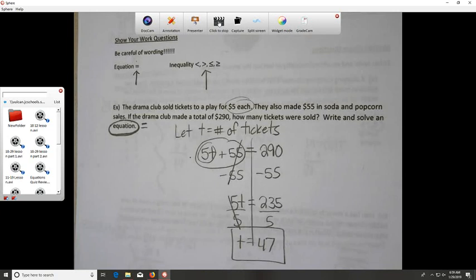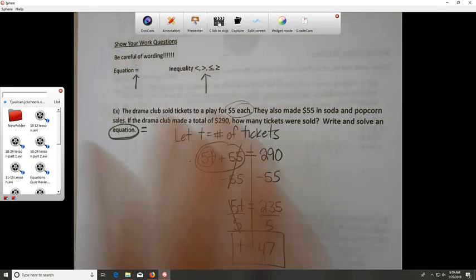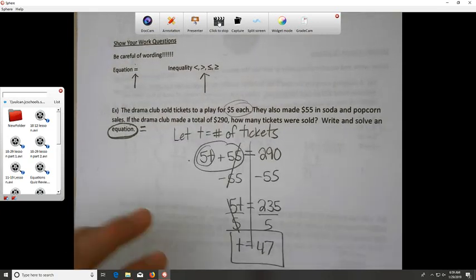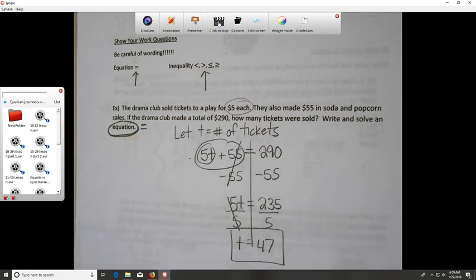So at this point, you're going to have the rest of the class to take your ReQuiz. Think about these strategies as you go through it, and again, be careful on the show your work questions of whether it's asking you to write an equation or an inequality.